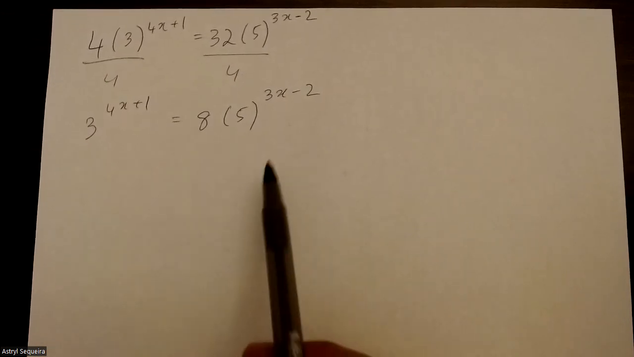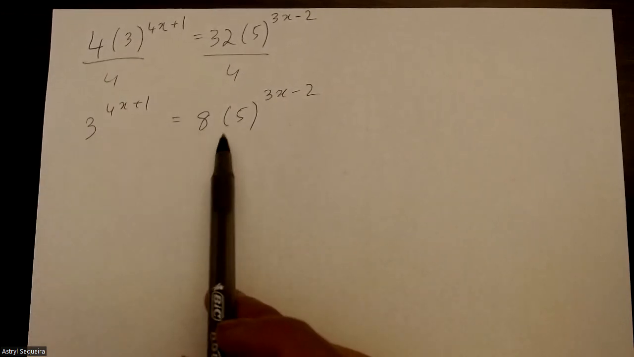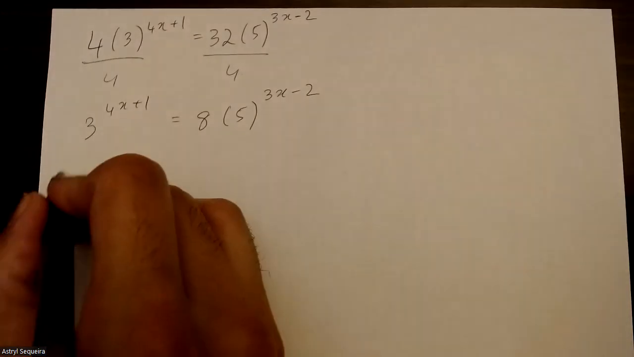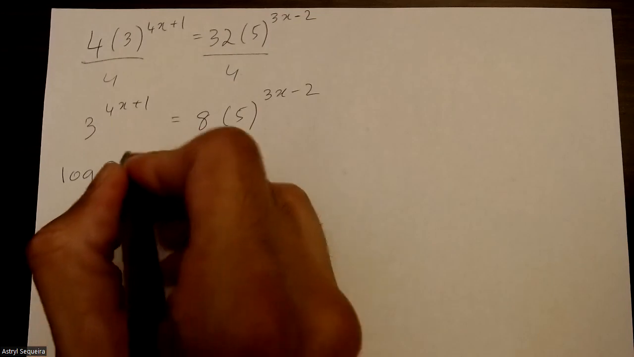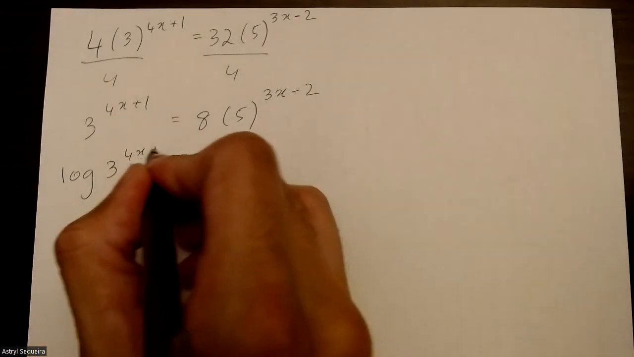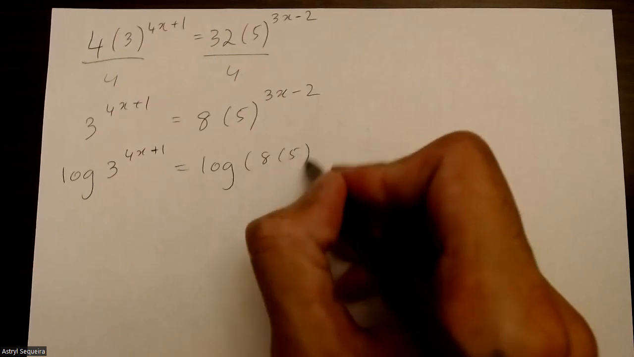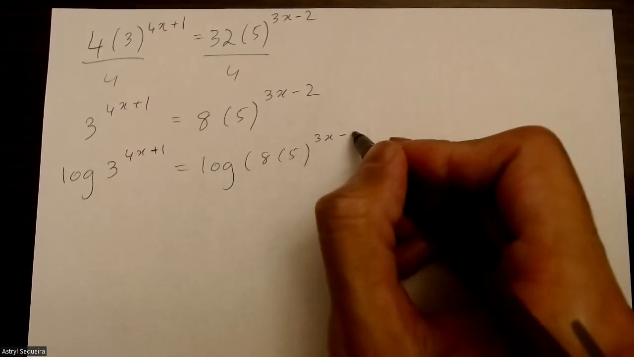Now, there's no way I can combine any of these numbers because there's no way to make the bases the same. So now I just have to log both sides to get rid of x in the exponent. So log 3 to the power of 4x plus 1 equals log 8, 5 to the power of 3x minus 2.